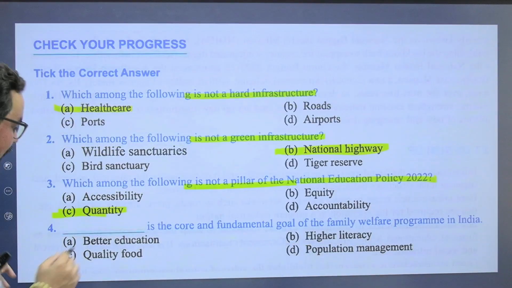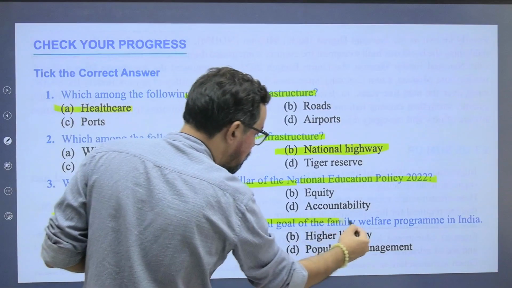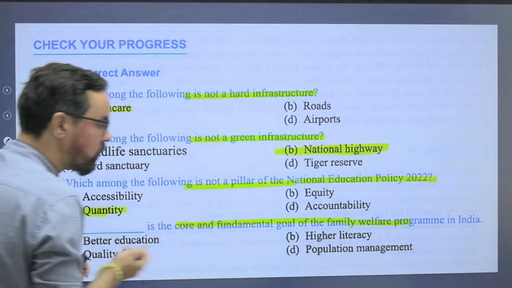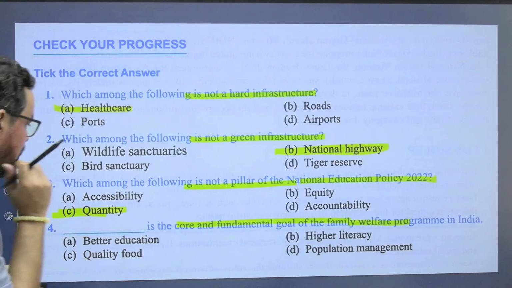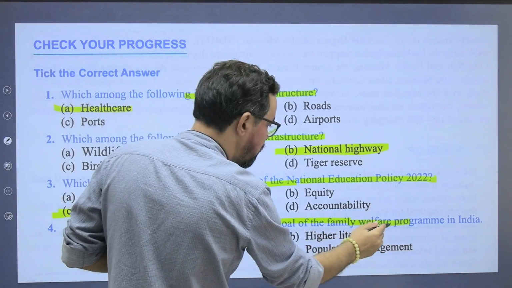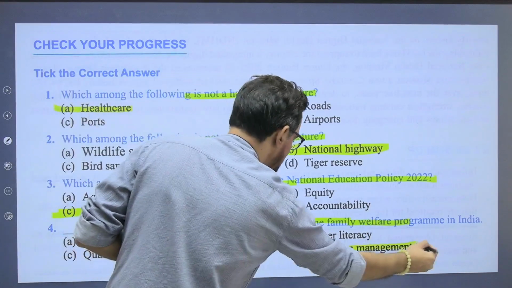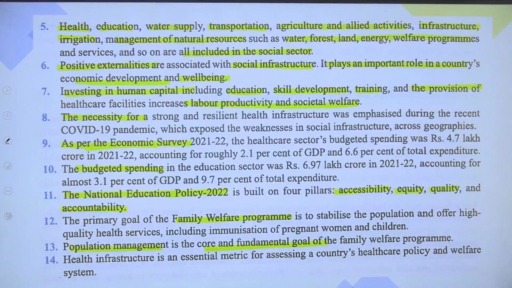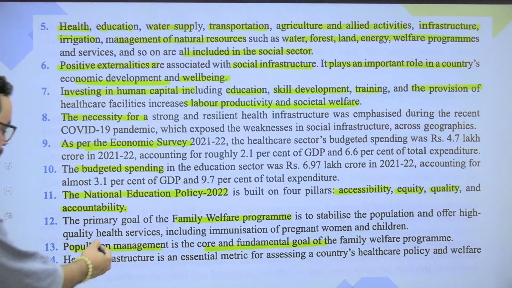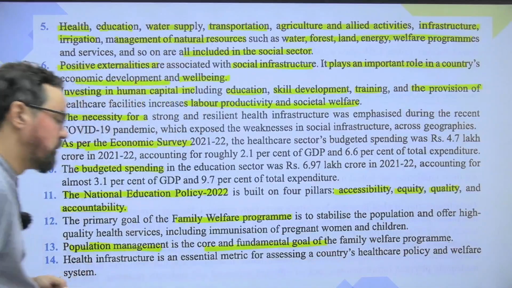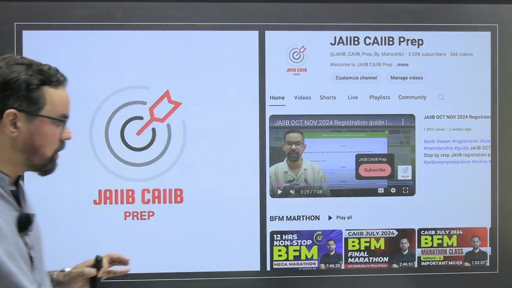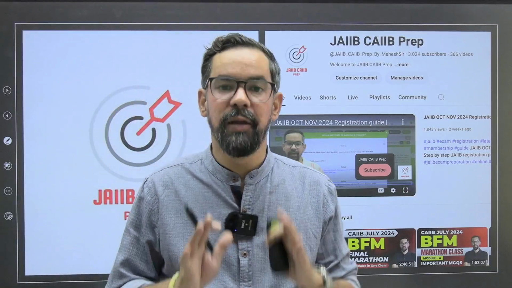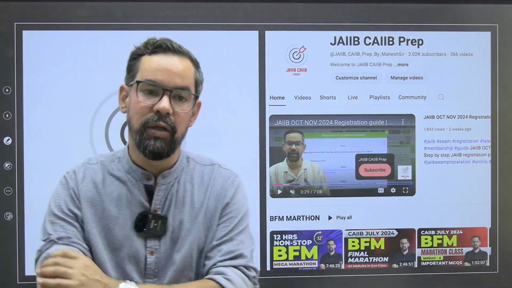ठीक है, DAS is a core fundamental goal of family welfare program. ठीक है, so it is population management. Population management is the core fundamental goal of the family welfare program. The family welfare program is linked with population management. I guess it was part of this one. All right. So this is all about your infrastructure, including social infrastructure. I hope you get this particular thing clearly, team.